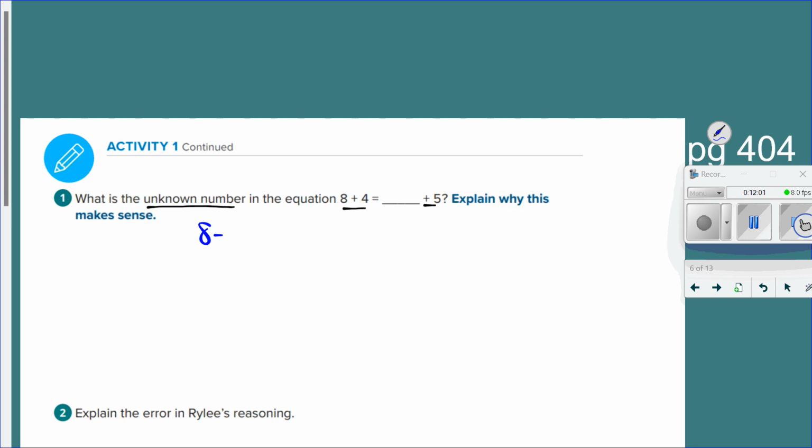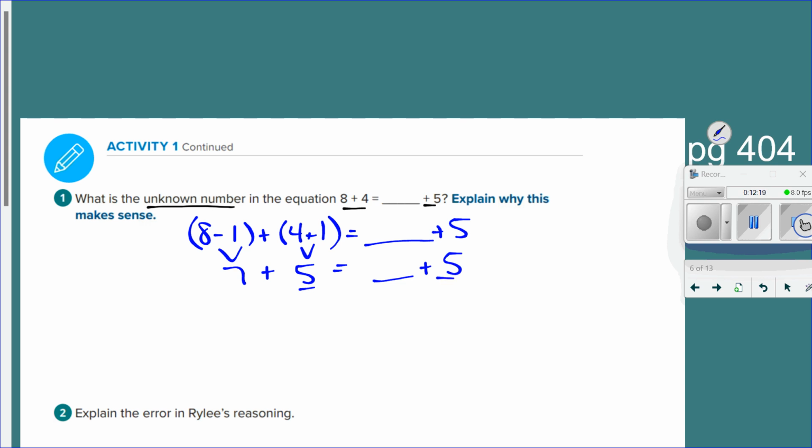Since you need to, we take 1 from the 8 and add 1 to the 4, right? And then equals something plus 5. So we now have 7 plus 5 equals blank plus 5. Since those are identical, it means we just put our 7 here, and we get our solution. Right, you should be writing this down.